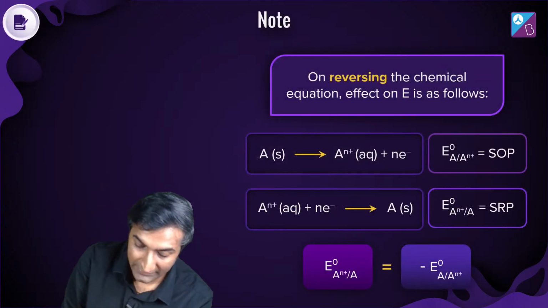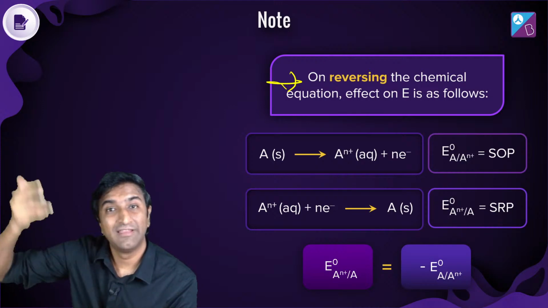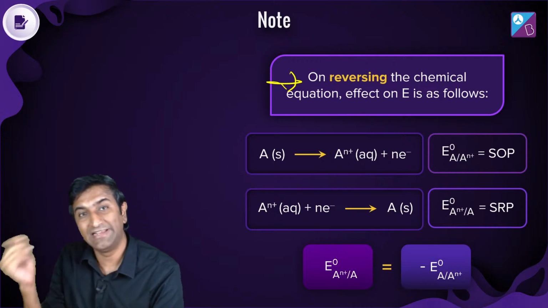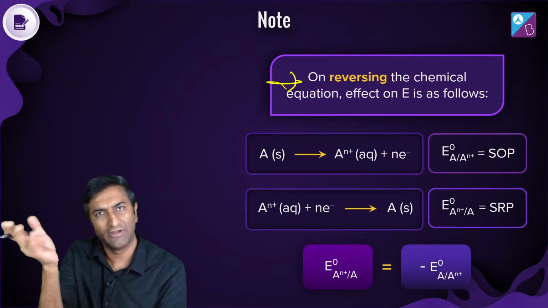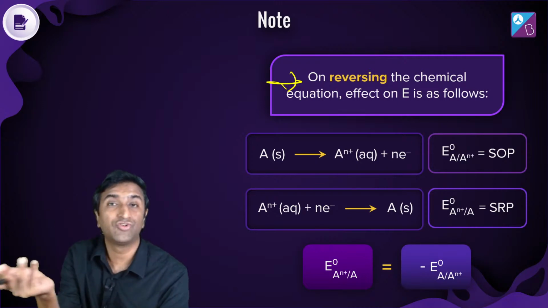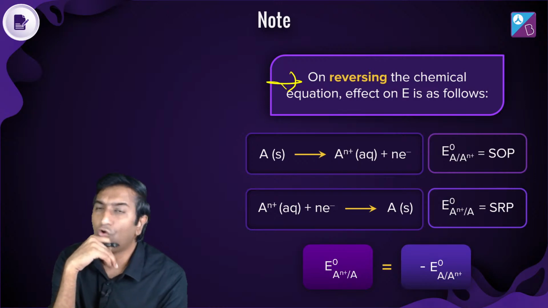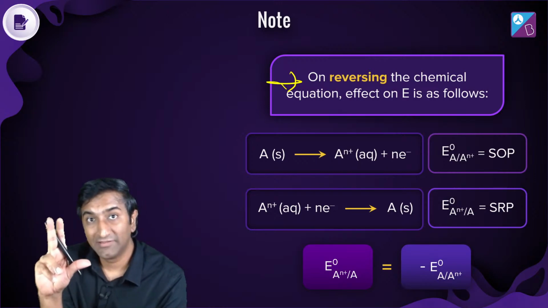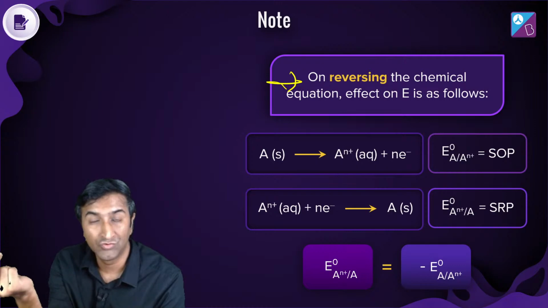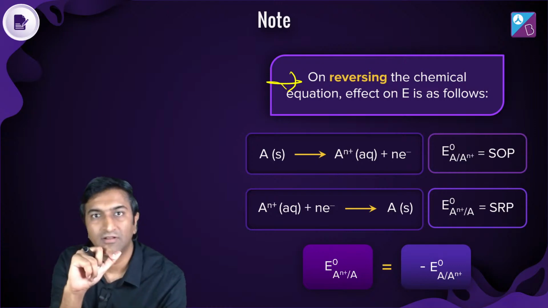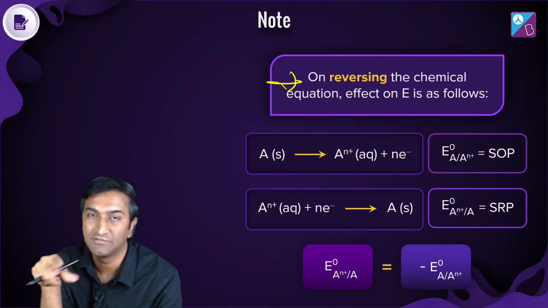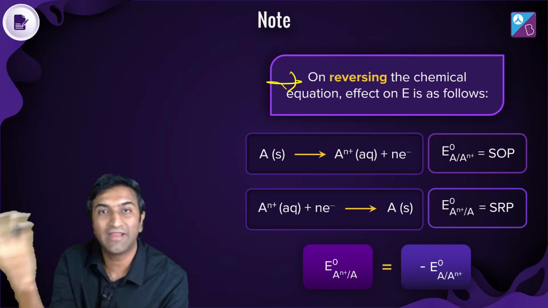Reversing. If you reverse a reaction, just like in thermochemistry, when you reverse a reaction, the sign of delta H becomes negative of whatever it was earlier. Here also, if you reverse a reaction, the sign of E naught gets reversed. So, do you get where we're going with this? If a reaction is non-spontaneous, to make it spontaneous, you have to reverse it. Meaning, you have to provide a battery. Cool, right? That's where the battery idea comes from.